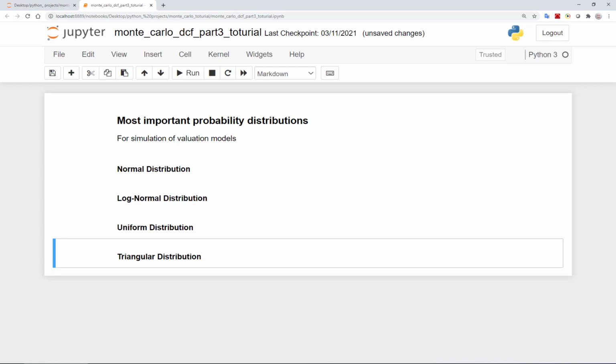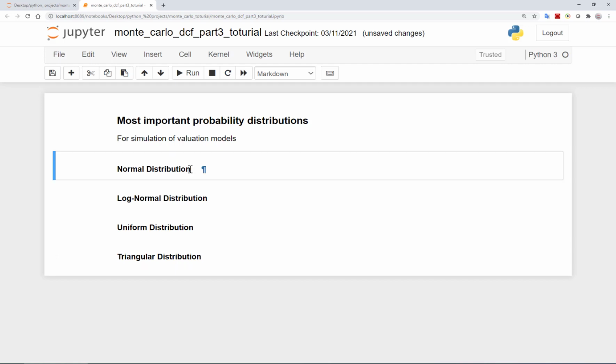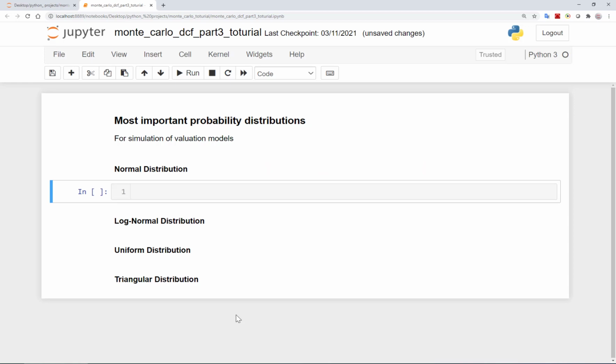Let's start with the one most of us are at least familiar with by name, which is the normal distribution. Many variables could be modeled as being drawn from a normal distribution. The normal distribution is symmetric around the mean. In a normal distribution, the mean, median, and the mode of the distribution are the same. We have another parameter in a normal distribution, which is the measure of dispersion around the mean. This is called the standard deviation.